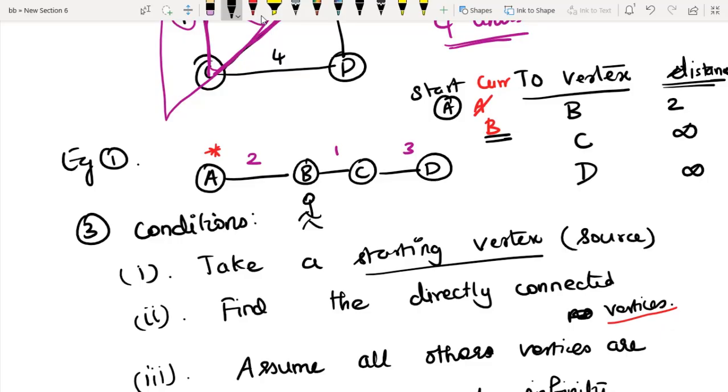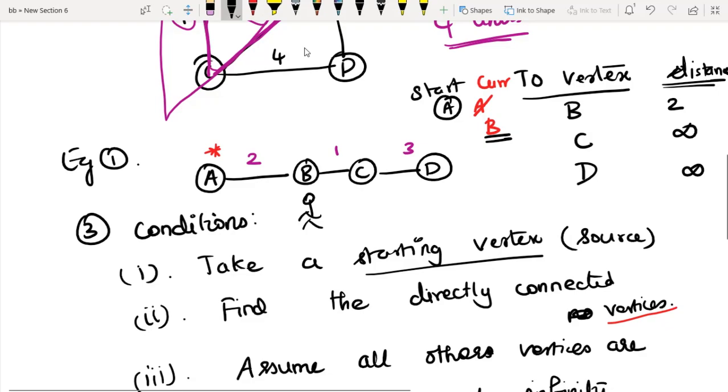So now I am at B. Understand, from B, what are the vertices that are directly connected? Only C is connected. Okay, only C is connected, right?